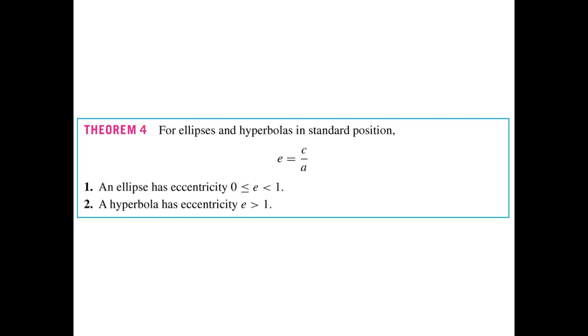This is called the eccentricity. The e is called the eccentricity. And for an ellipse, it's less than 1. For a hyperbola, greater than 1. Okay.